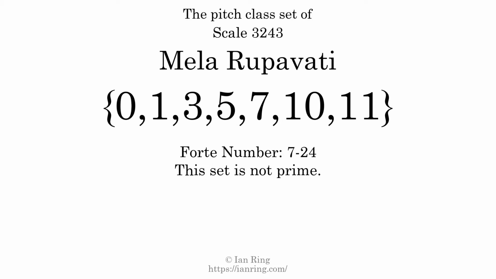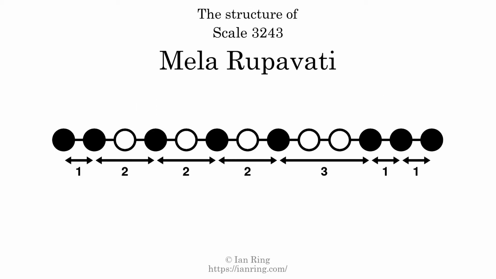The pitch class set for this scale is 0, 1, 3, 5, 7, 10, 11. The forte class is 7-24. This set is not prime. The structure of a scale is a description of the interval distance between each successive tone. This scale has a structure of 1 2 2 2 3 1 1.